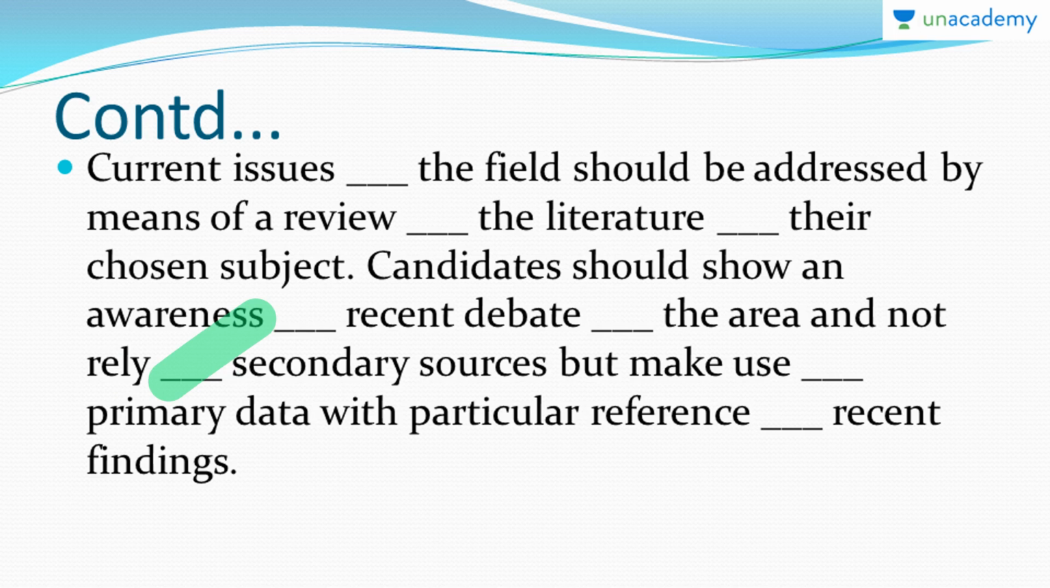So the next primary data, the next thing is we have "with particular reference ___ recent findings." So here particular reference is being given in direction of something, and this direction is of recent findings. Whenever we have this kind of situation, we use "to." So with particular reference to, here will be "to" recent findings.